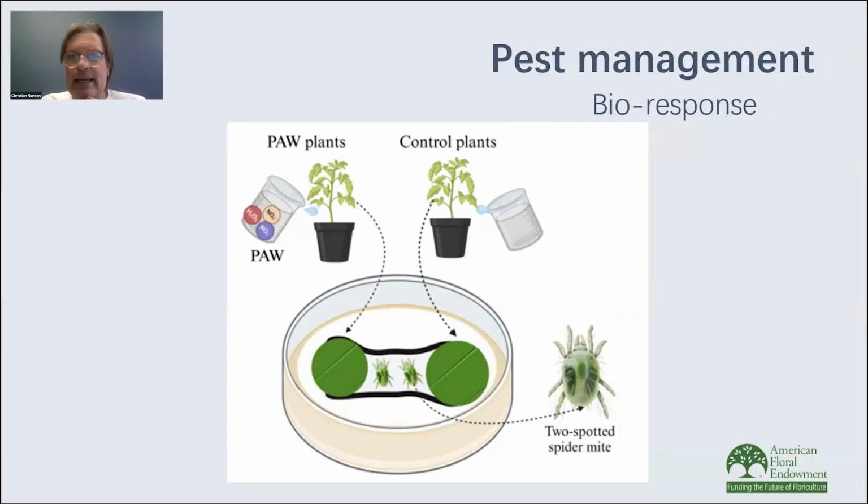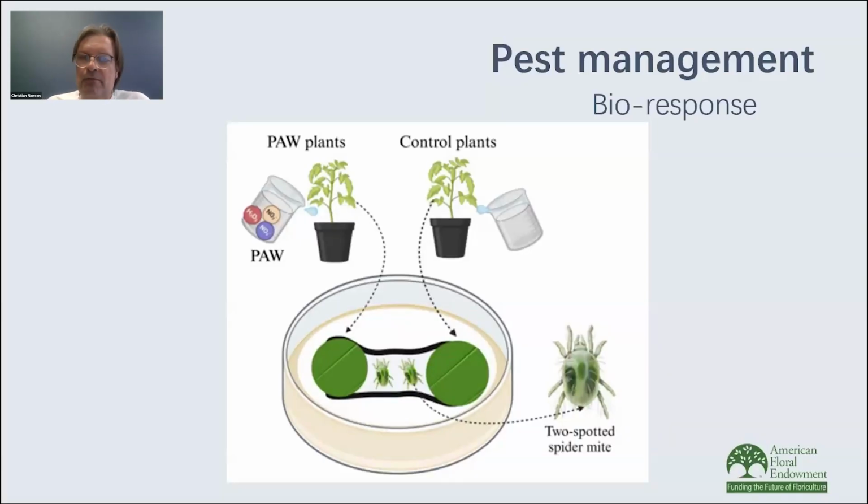Here, we're talking about pest management. We're looking at what happens if we experimentally take some leaf discs that are collected from some plants, and we are either irrigating them only with tap water, or supplementarily giving them some PAW. Then we take those leaf discs, put them into a petri dish, and we put some spider mites in between the two. So we're essentially giving them a choice. And we then count where they are and where they lay their eggs.